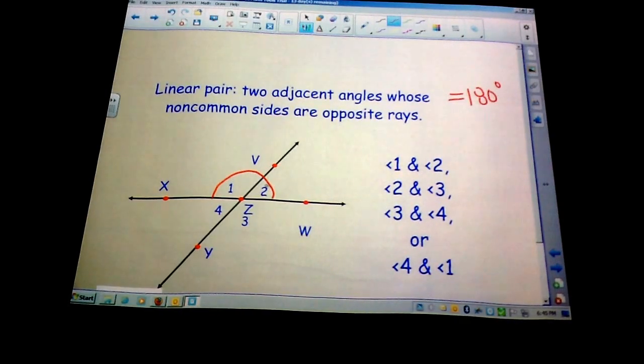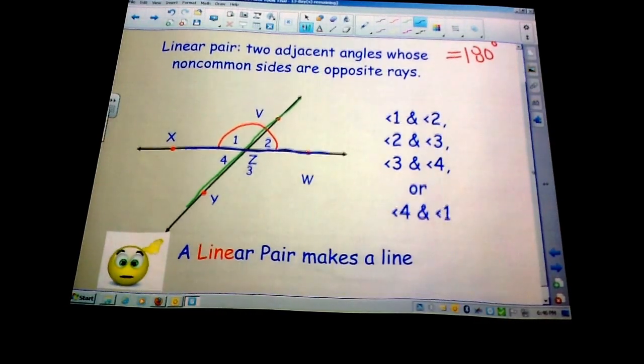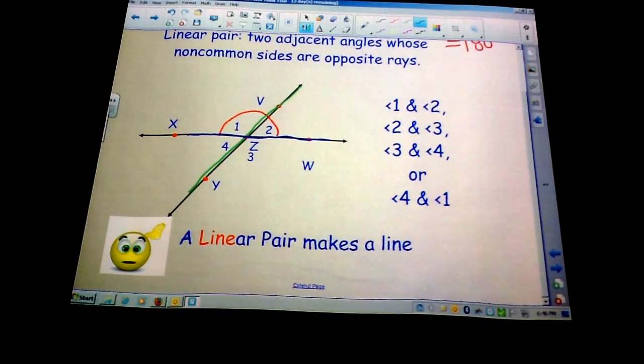So angles 1 and 2 would be a linear pair because they form this line. Angles 2 and 3 would be a linear pair because they form this line together. Angles 4 and 3 would be a linear pair because they form this line. And angles 4 and 1 would also be a linear pair because they form the green line. Hence, a linear pair makes a line.